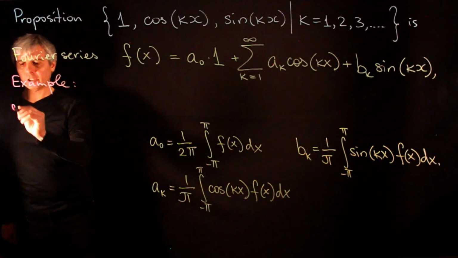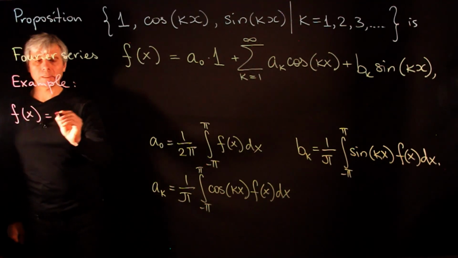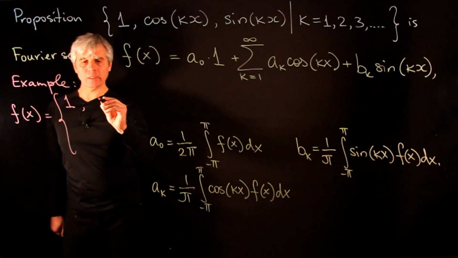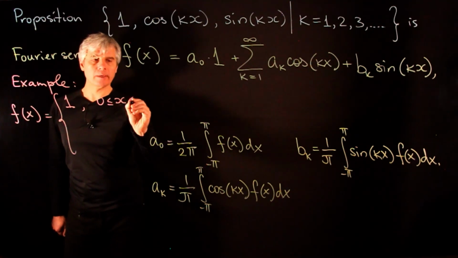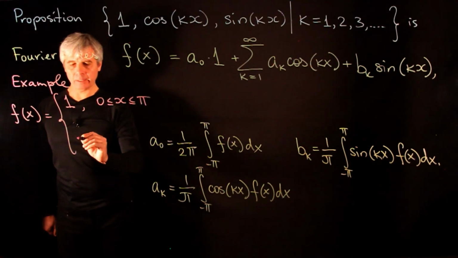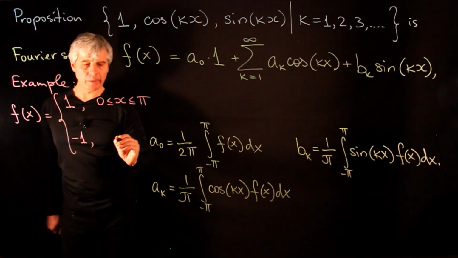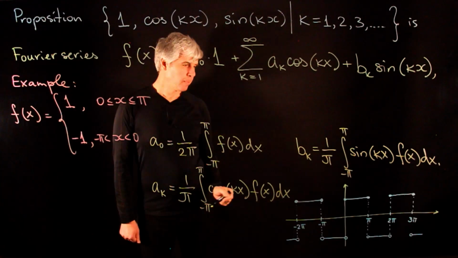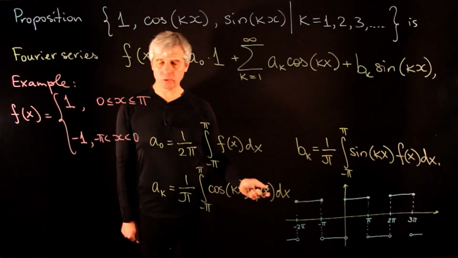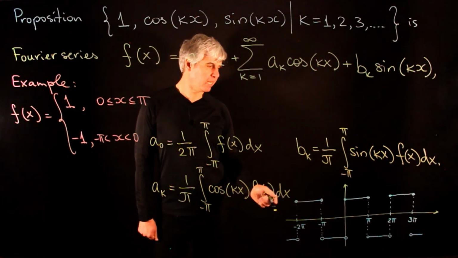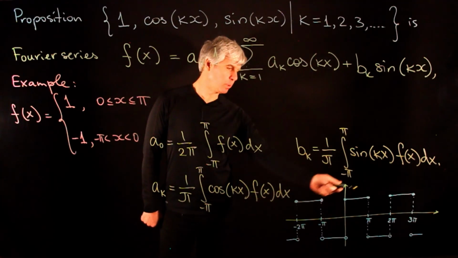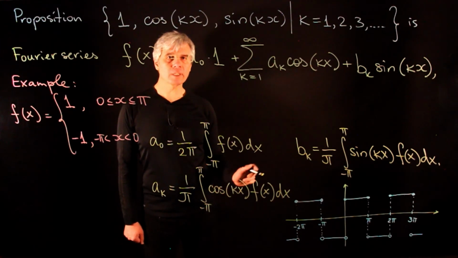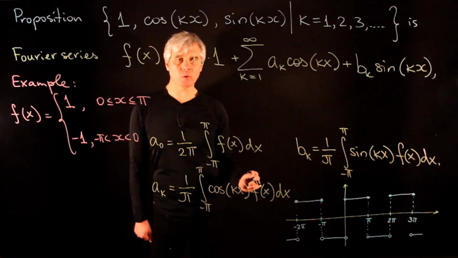Let's take the following function. f of x is equal to 1 if x is between 0 and pi, and it is minus 1 when x is between minus pi and 0. If we extend this function to the whole real line using 2 pi periodicity, we obtain the following function. And let us point out that functions of this kind often appear as signals in electronics.